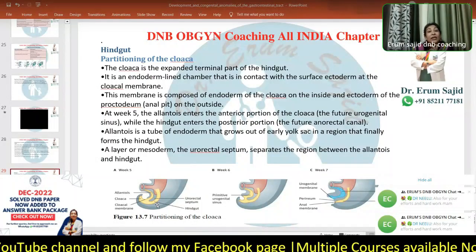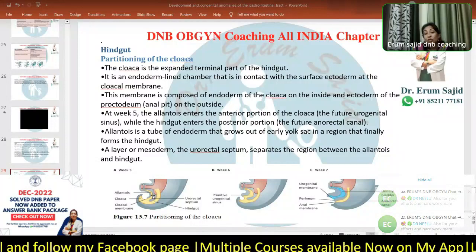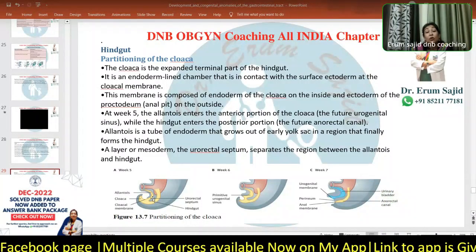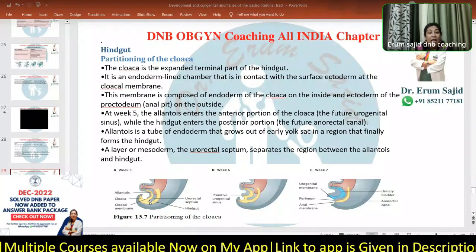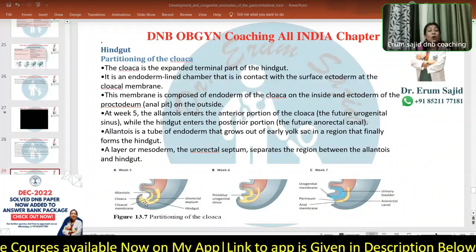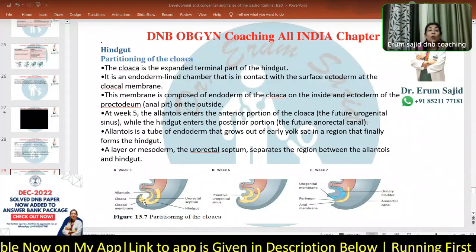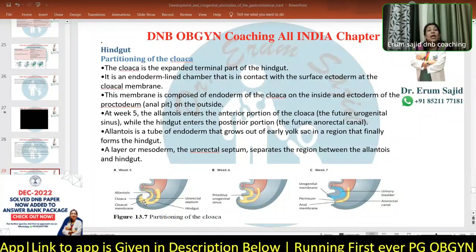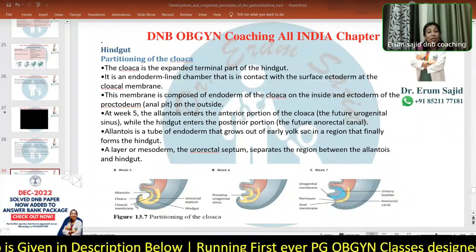In between them, thank you so much, Neelu. You've just made my day. This portion in between is actually the urorectal septum, right over here. And this elevated or dilated part is actually the cloaca. So what is cloaca? The expanded terminal part of the hindgut, right? It's an endoderm lined chamber that's in contact with the surface ectoderm at the cloacal membrane.